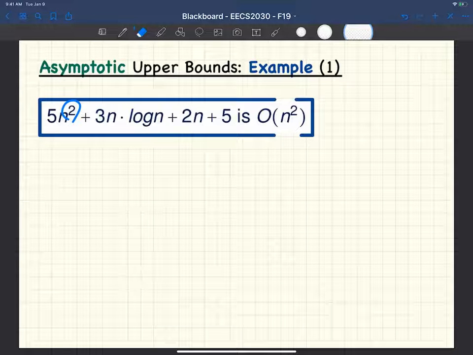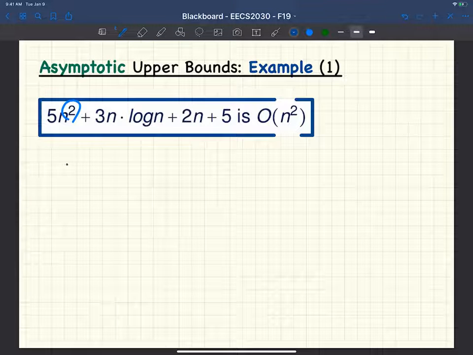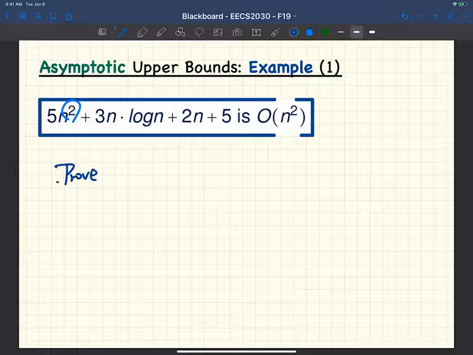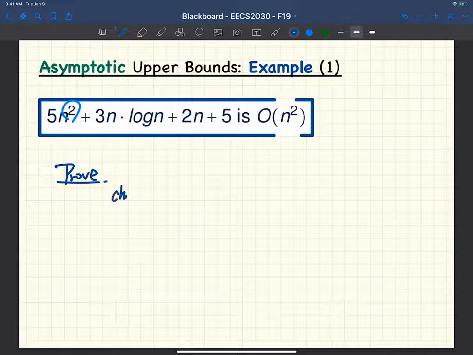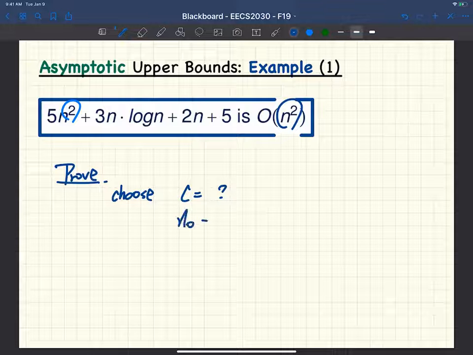So now let's prove it. I'll show you exactly how you can prove it, and then that will be the standard we should apply for your written answer later. How do you prove it? Okay, so now you have to choose two things: the multiplicative constant for n squared, and also n0 should be something. I'll put a question mark just for now.